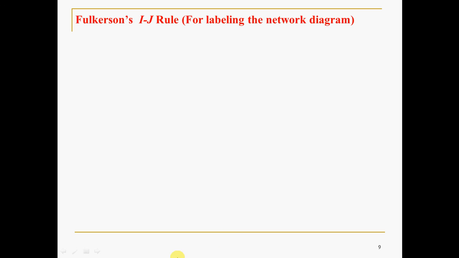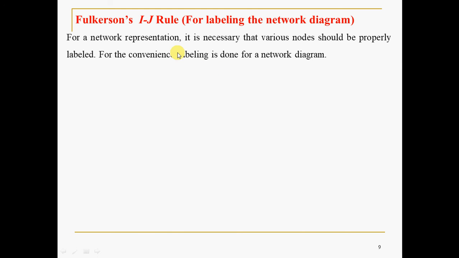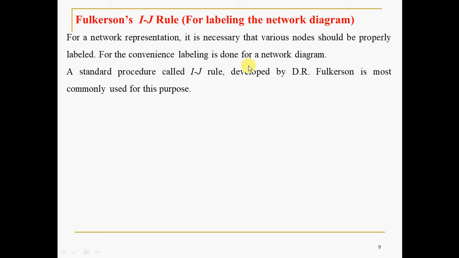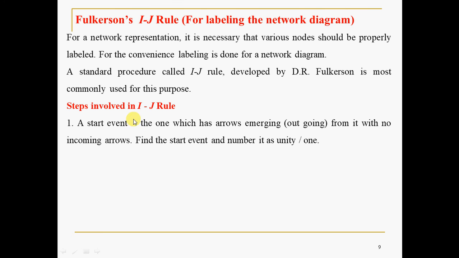Fine. There are some rules known as Fulkerson's IJ rule for labeling the network, numbering the network. They are very simple. So let us see what they are. For a network representation, it is necessary that various nodes should be properly labeled or numbered for convenience. A standard procedure called IJ rule developed by Dr. Fulkerson is most commonly used for this purpose. So there are steps involved in IJ rule.